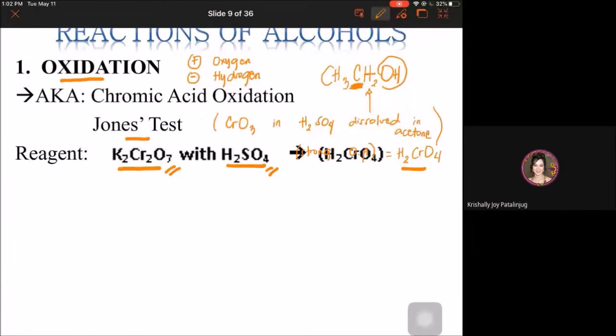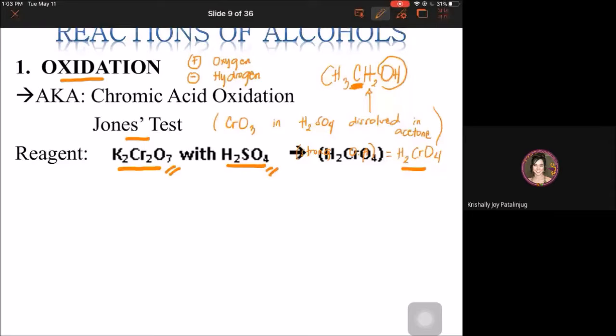Another oxidizing agent used in oxidation is potassium permanganate. Potassium permanganate, that is a very common strong oxidizing agent in oxidation of alcohols. So again, reagents nga pwede mag-oxidize ng alcohol are chromic acid, Jones reagent, and potassium permanganate. Those are all strong oxidizing agents. Take note ninyo, strong oxidizing agents.